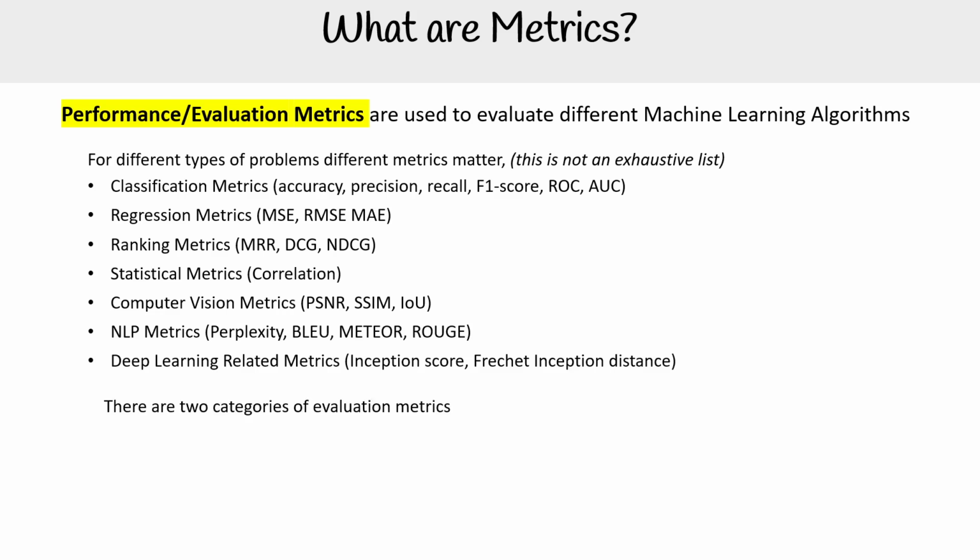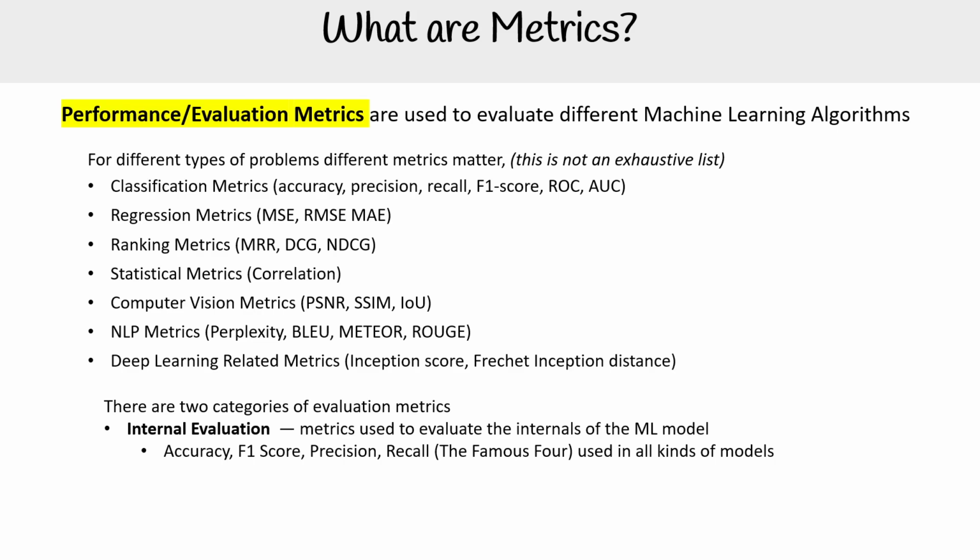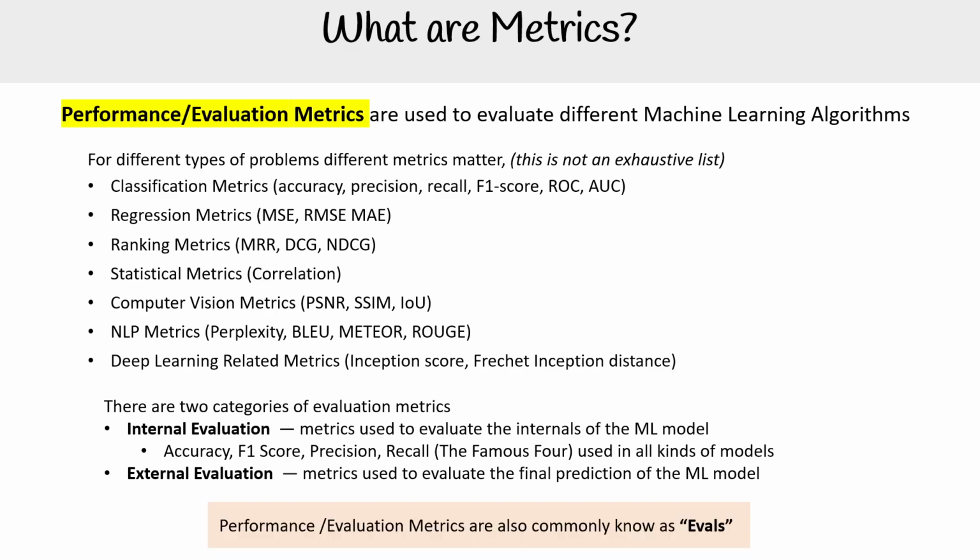And there are two categories of evaluation metrics. We have internal evaluation, so metrics used to evaluate the internals of an ML model, or external evaluations, metrics used to evaluate the final prediction of ML models. And you're going to hear this term evals. So when people are talking about like, yeah, we built our model, now we need to test it with evals, they're talking about metrics. That's what they're talking about, evaluation metrics.